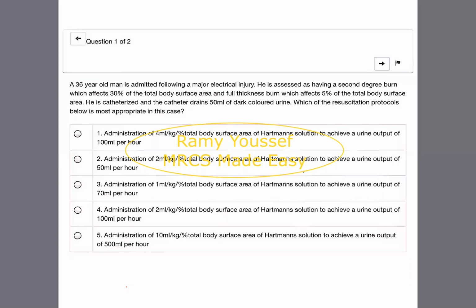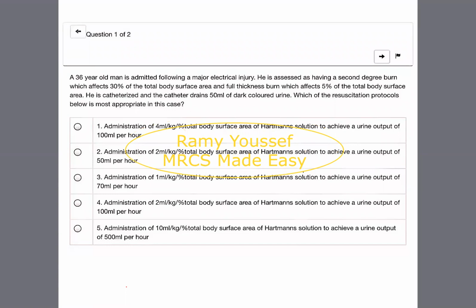A 36-year-old man is admitted following a major electrical injury. He is assessed as having a second degree burn, 30% of the total body surface area, which affects 5% of the total body surface area. He is catheterized and the catheter drains 50 ml of dark colored urine. Which of the resuscitation protocols below is most appropriate in this case?